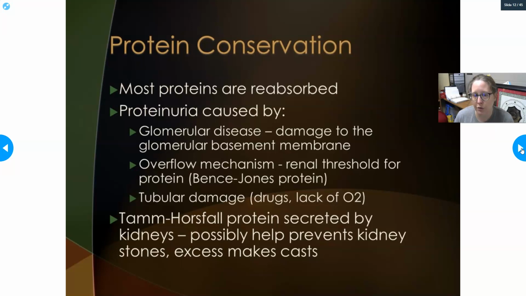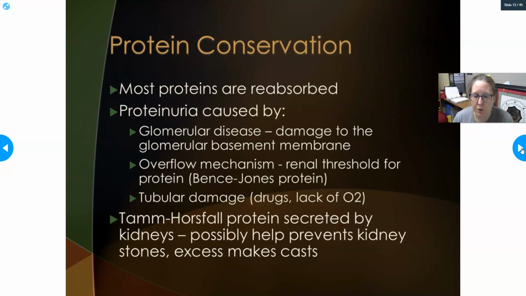Or it's an overflow mechanism. They've met the renal threshold for the protein, and that's called Bence Jones protein. So they're showing up in the urine because there's too much of it in the blood. Or there's tubular damage because of drugs or lack of oxygen, so too much of it is being secreted at this point in the tubular damage, or not reabsorbed.